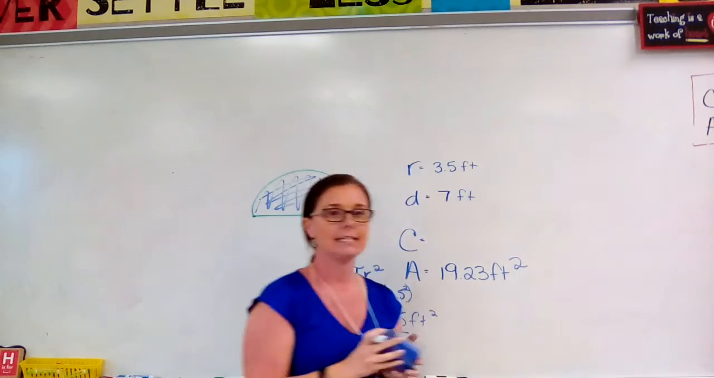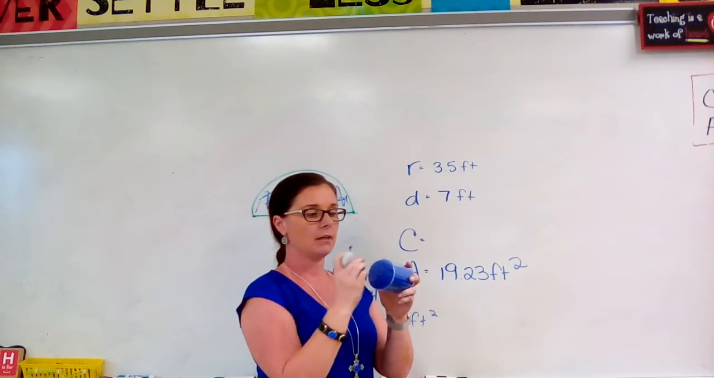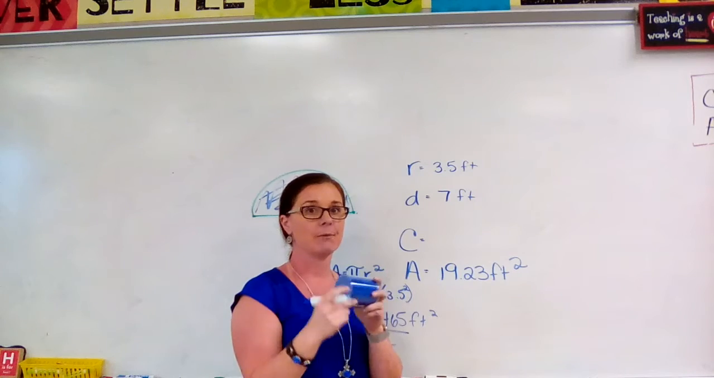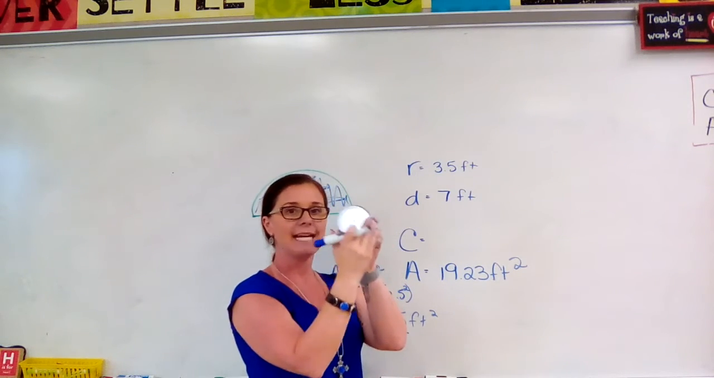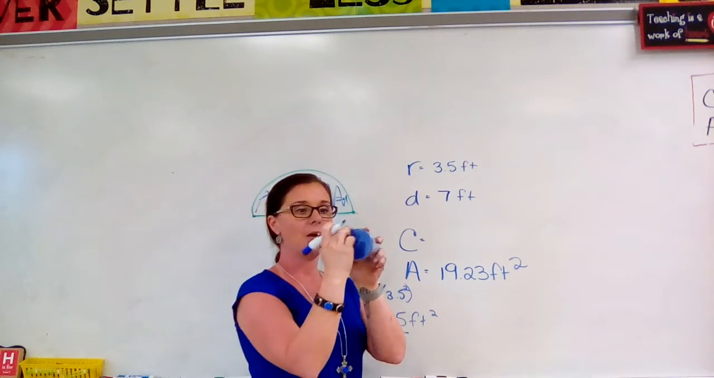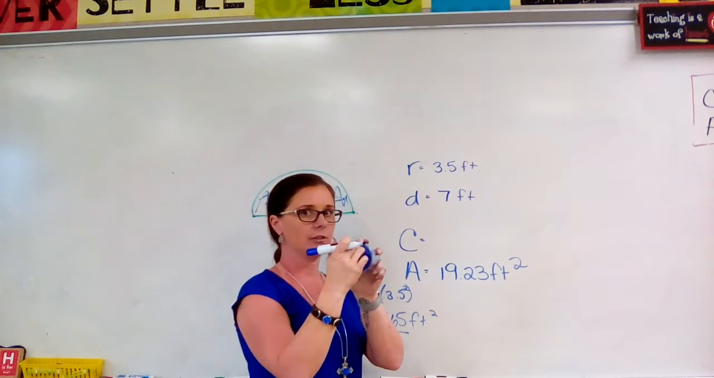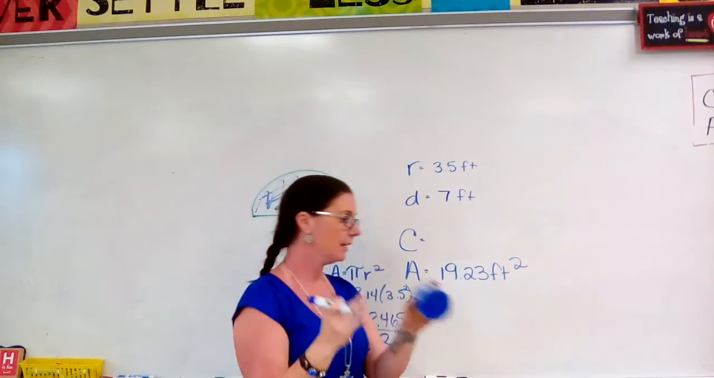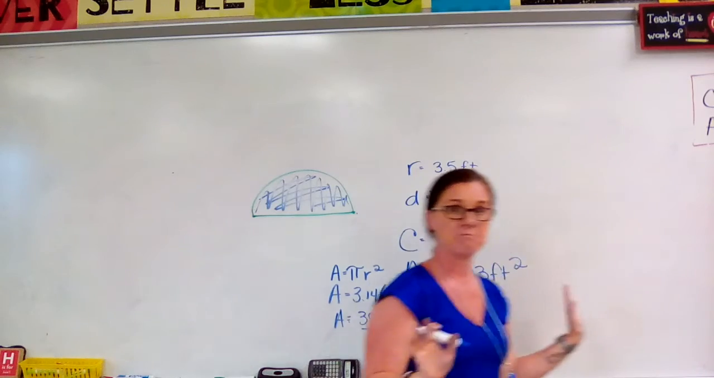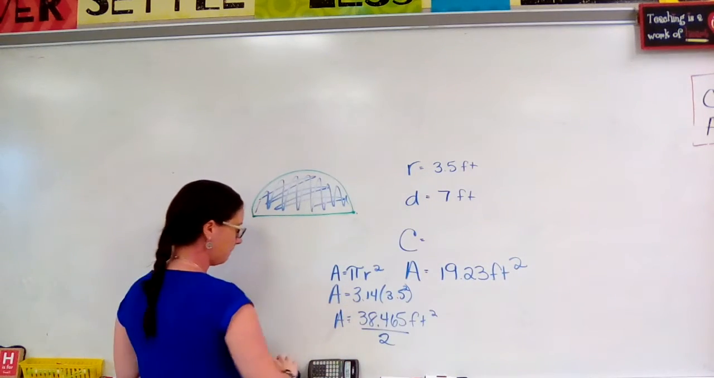I know we talk about finding the perimeter and we have to add that edge length back. But when we're talking about area, if I'm painting this circle here, I'm not worried about the distance around my circle at this point. I'm only worried about the inside. So once I've divided it in half, I'm good to go. I leave it just like that.